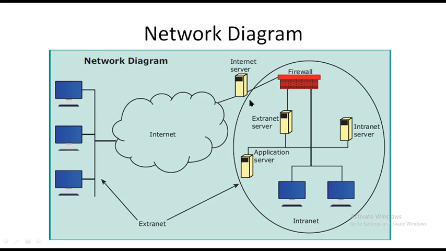Next one is the network diagram. See here, this is called intranet, and this is called extranet. The combination of all these three networks is called the internet. See, this is called firewall. Firewall is a security technique which is used to ban or avoid unauthorized access, unauthorized users within a network. And this is called extranet server. This is intranet server.